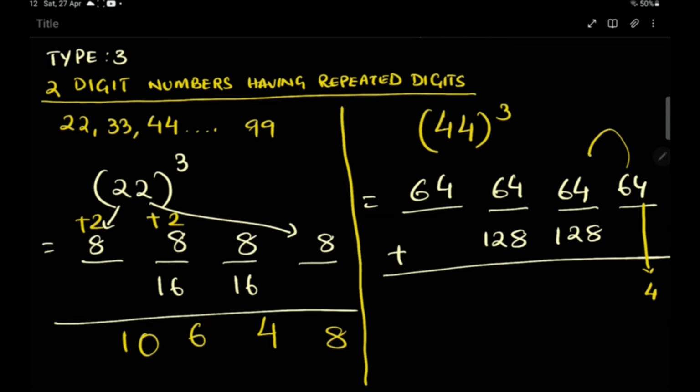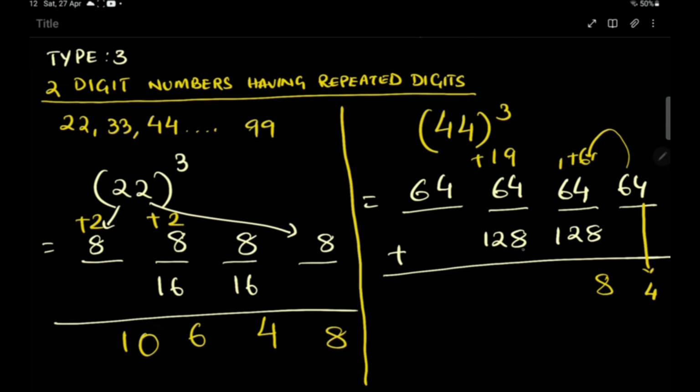Then we can write 4 here. 6 will be carry forward. Then we can write this as 6 plus 4, 10. 10 plus 8 is 18. We'll write 8 here. 1 will be carry forward. Then 1 plus 6, 7. 7 plus 2, 9. And this one will become 19. 19 we will write here. Then this will become 9 plus 4, 13.